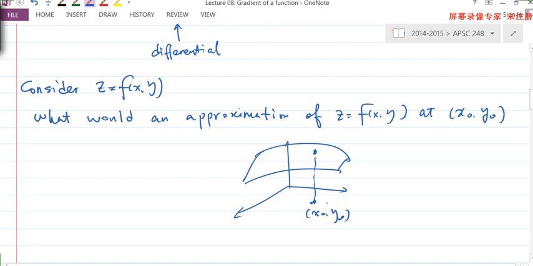Maybe x naught, y naught will change to x naught plus delta x and y naught plus delta y. Imagine that if there's a change of coordinate here, then that point will change along the surface. So what would be an approximation for that change? If a curve in 2D is approximated using a straight line, as we talked about in the previous lecture, then we can use a plane to approximate this change, right? So the question is, how do we get the plane and what does it look like?